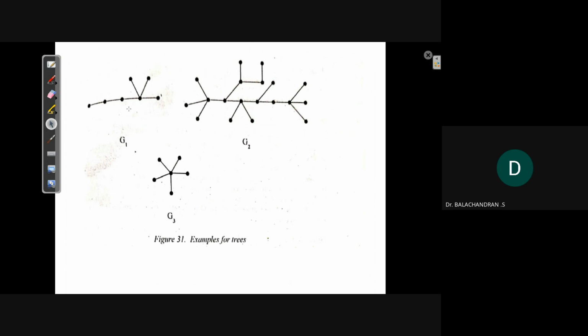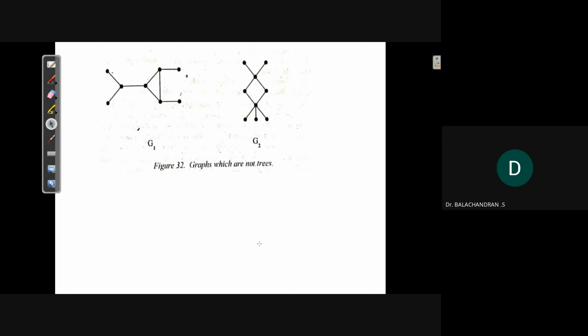Next definition. These are some examples of trees because each is a connected graph and has no cycle. This is also a connected graph and it has no cycle. This is also connected and has no cycle. So these are all examples of trees. These are examples of non-trees because they are connected but have a cycle. That's why they are not trees.